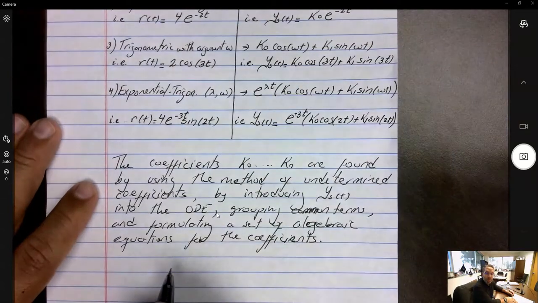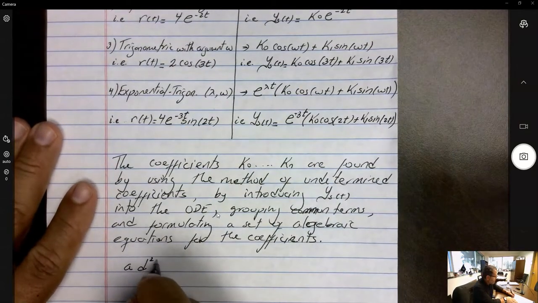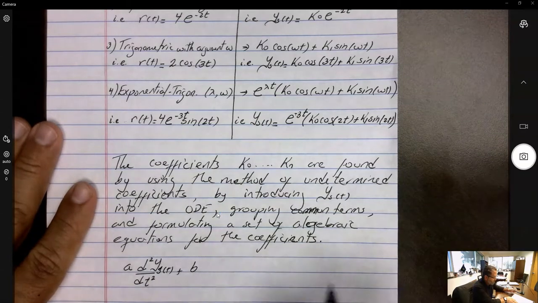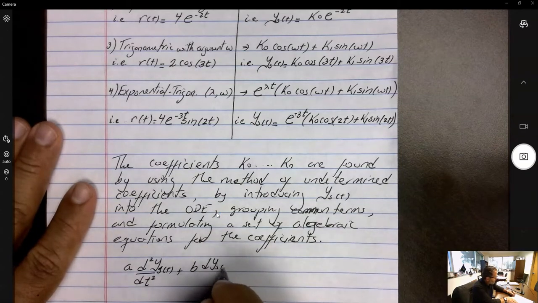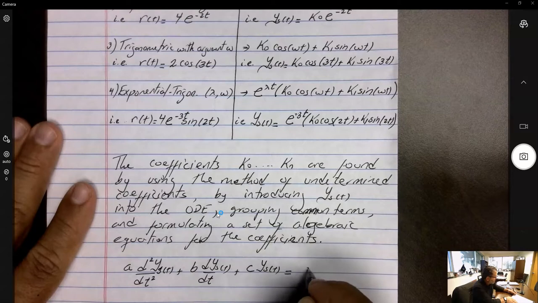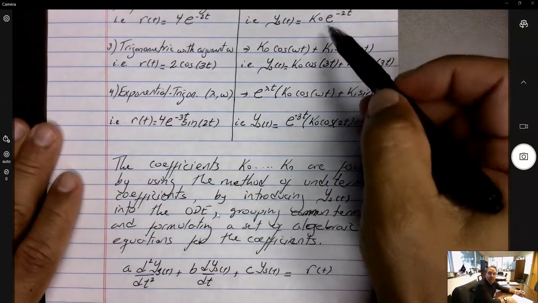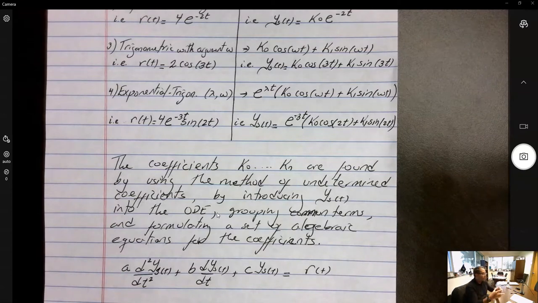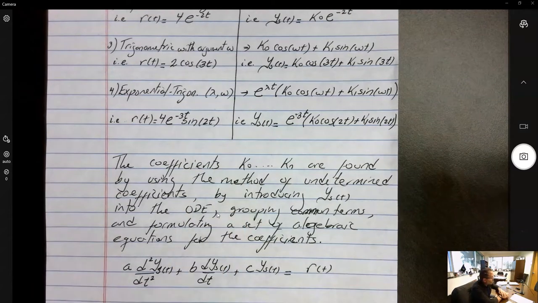So what we do is take this y of s, whatever it is, in terms of these new coefficients k0 through kn, and plug them into the original equation: a y_s double prime of t plus b y_s prime of t plus c y_s of t is equal to R of t. Remember, a, b, c, and r are known. So we take this trial solution, differentiate it once, differentiate it twice, plug it in here, and then combine terms of equal nature on the left and compare them to those terms on the right. That way we will formulate this set of algebraic equations for the coefficients k0 through kn.